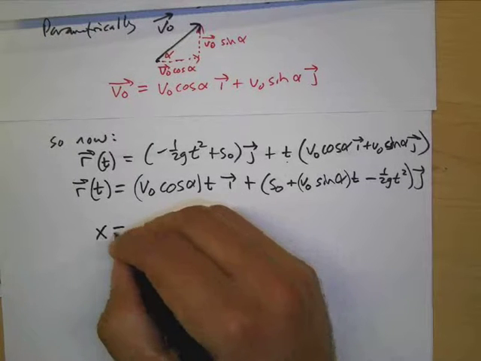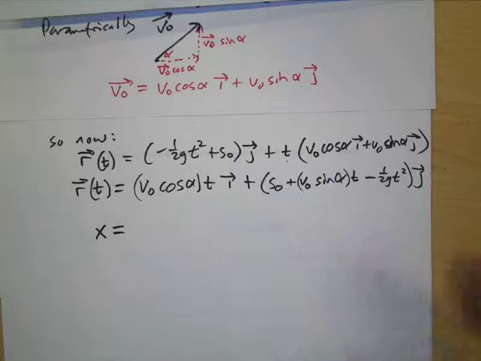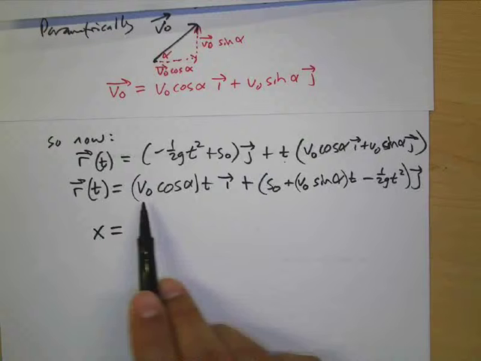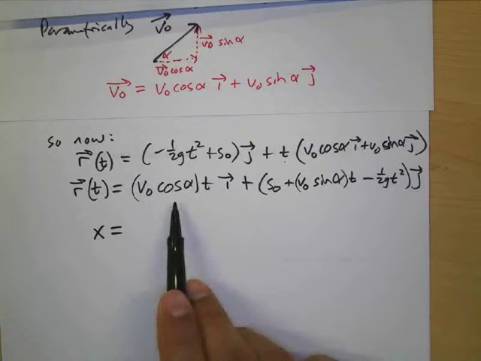Now the x position at any given time. Looking at this position function, we have only one component affecting that, right? So what's x going to be?